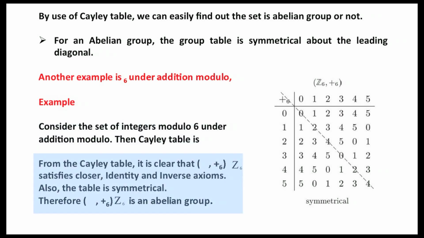From the Cayley table, it is clear that the integers Z6 under addition modulo 6 satisfy closure, identity and inverse axioms. Also, the table is symmetrical. Therefore, Z6 under addition modulo 6 is an Abelian group. Once again, recall the example from the first module.